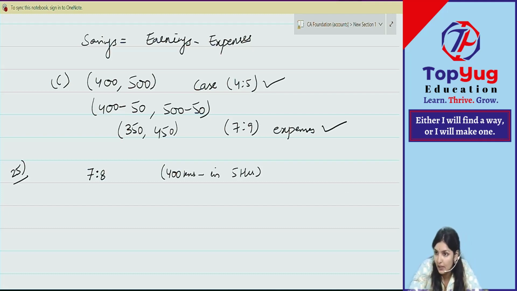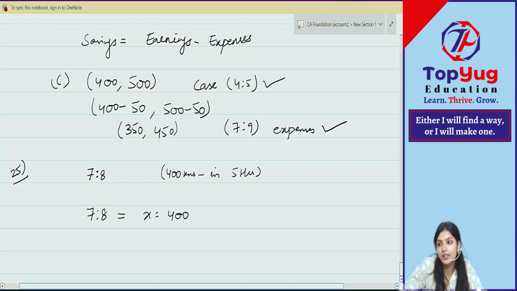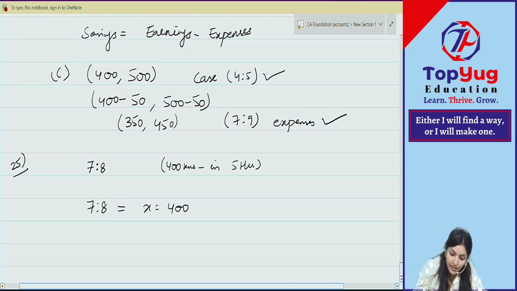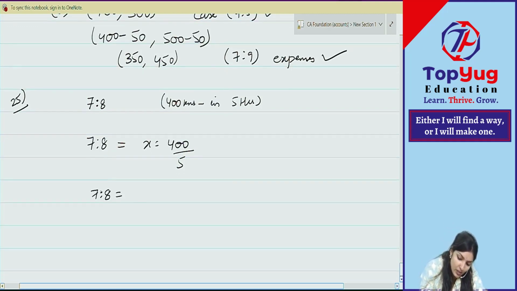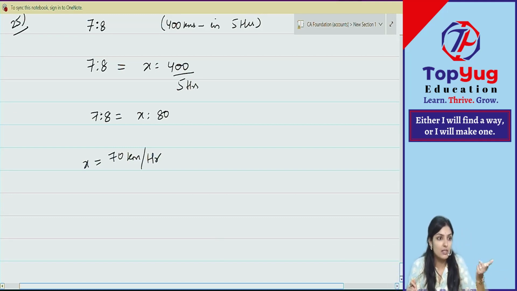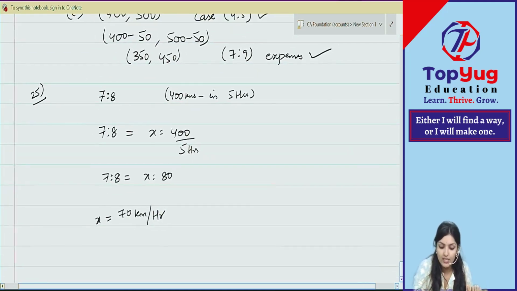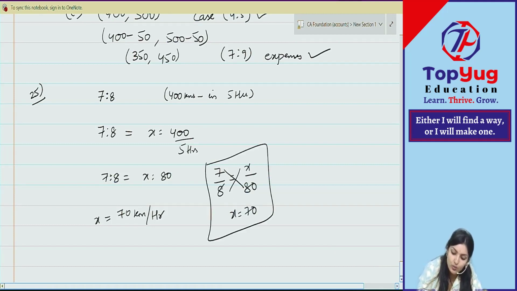So how would you do it, ma, this thing? Matlab 7:8 is equal to x is to 400. X is to 400 means how many kilometers ma basically in 1 hour? 400 divided by 5. 7:8 is equal to x is to 80. So what has to be x? 70 kilometer per hour. 5 hours na. So we have to make it convert into equivalent. Simplify bolo to equivalent we have to do. Did you get it? So x is how much ma? 70. How will you simplify? 7 by 8 is equal to x by 80. Cross multiply, x will be 70. That's how you have to do.